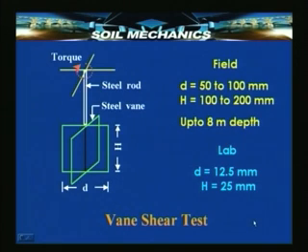This device is immersed or pushed into the soil gently and a torque is applied and the device is rotated. When the device is rotated, it produces a cylindrical failure surface in the soil. Based on the torque required to produce this failure surface, we are in a position to calculate from the geometry of the failure surface the unit shear resistance offered by the soil, which is nothing but the shear strength of the soil.